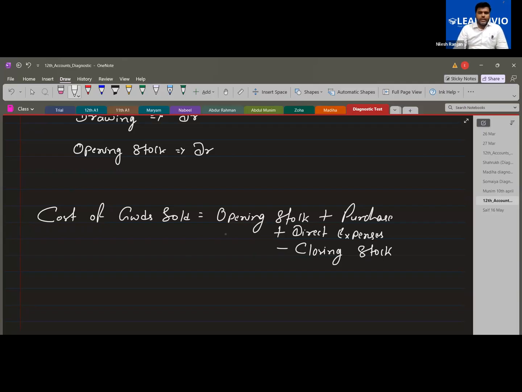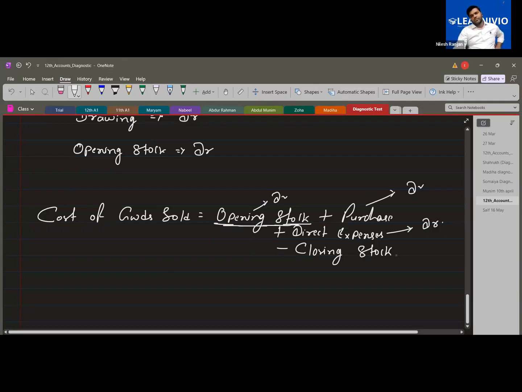So first of all, in the trial balance, you have to see item-wise details. Opening stock is written on the debit side. Purchase is also written on debit. Direct expenses are also written on the debit side. So most of the cost of goods sold is on the debit side. Only closing stock is not included in the trial balance. Closing stock is not a part of the trial balance.